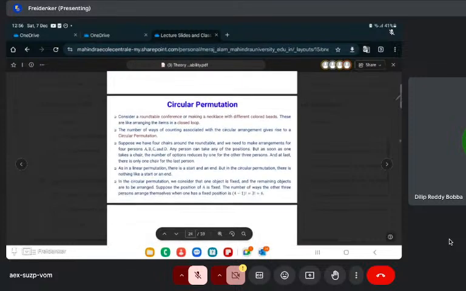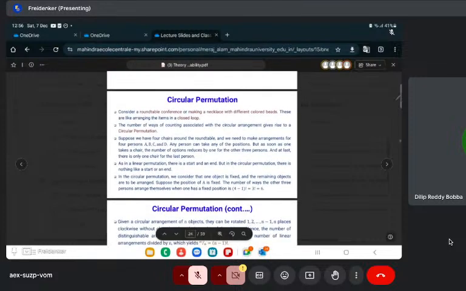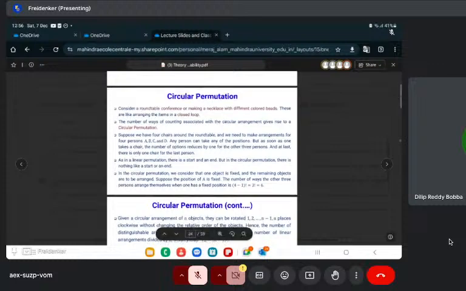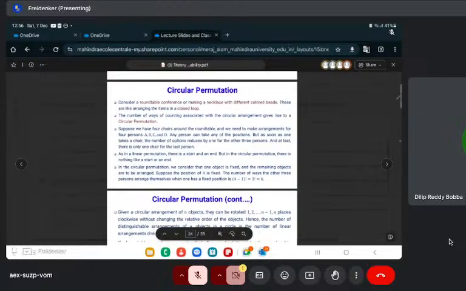Okay, before that, circular permutation. The previous one was linear permutation. This is circular permutation. Let's say you have n places and n things. In how many ways can you arrange them in a circle? It will be n minus 1 factorial. Reasons and all you can think about later, but the answer is n minus 1 factorial.